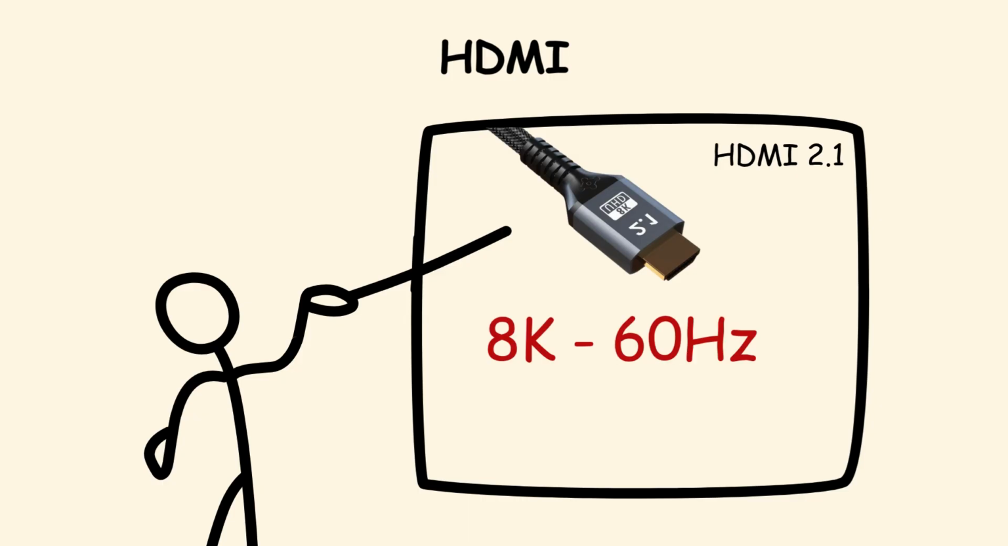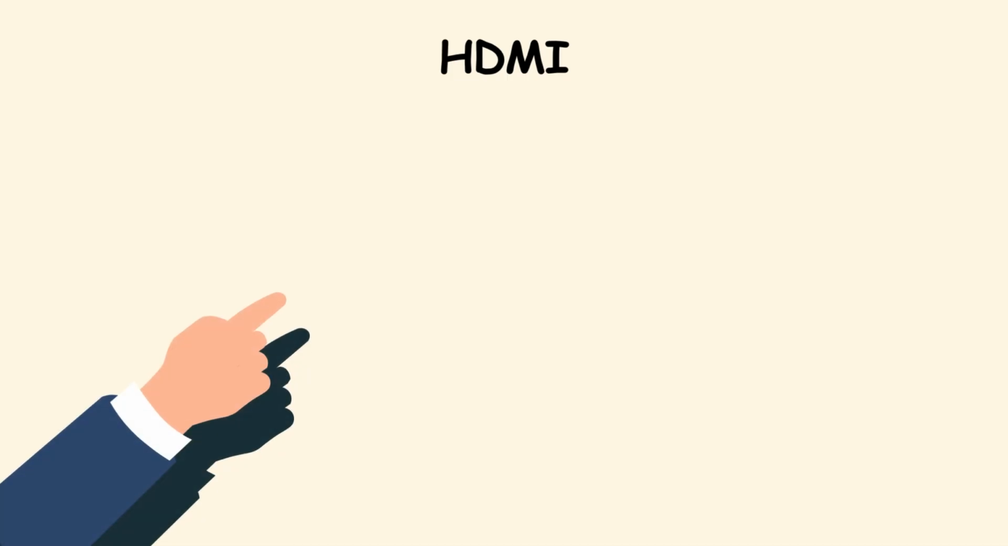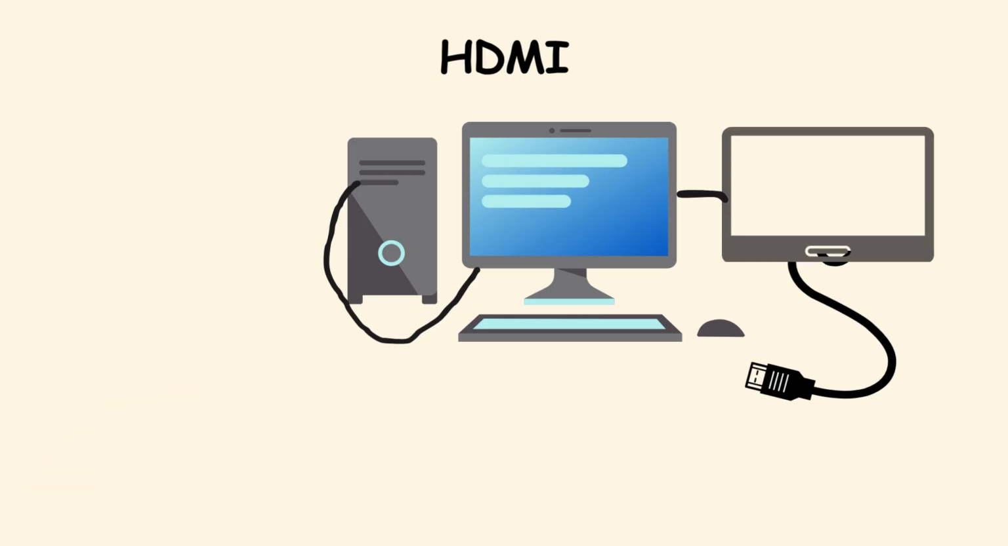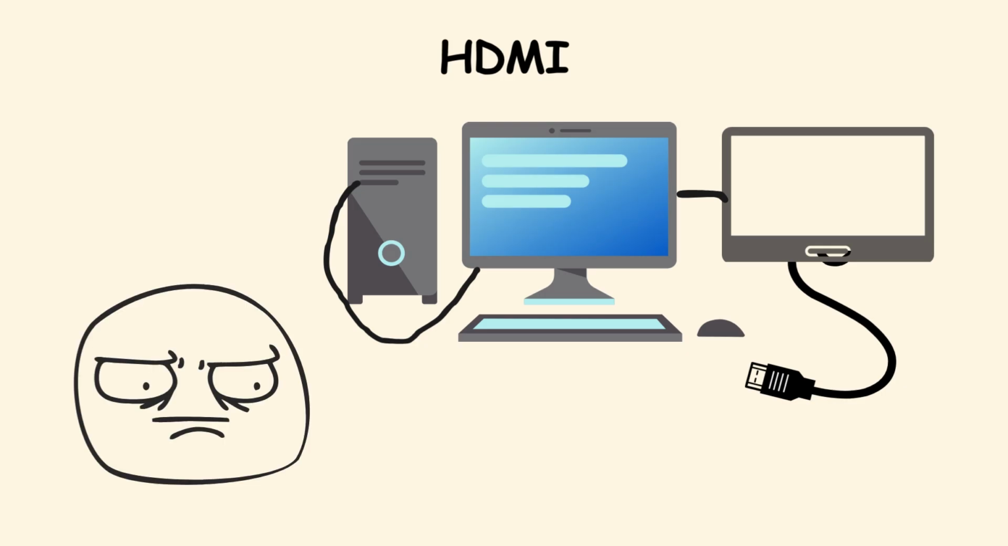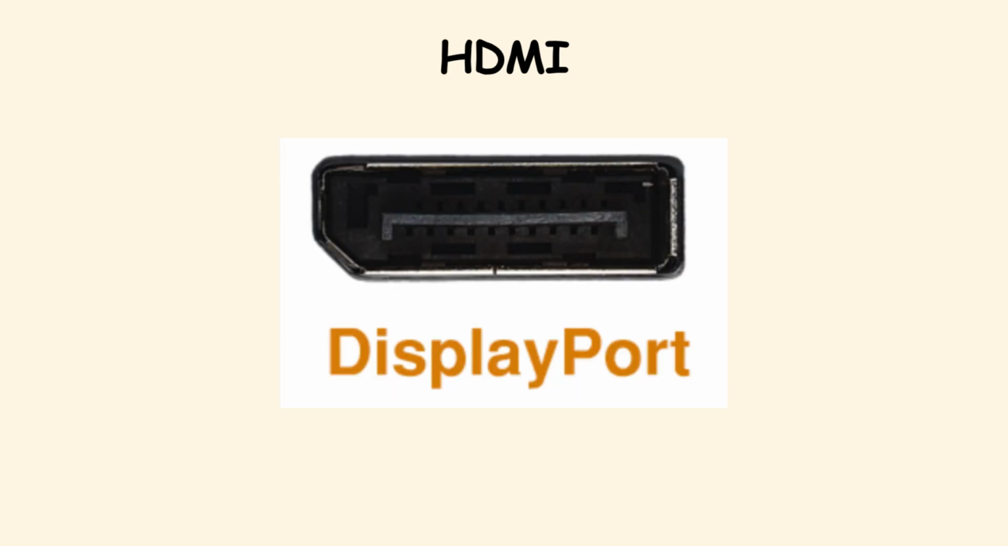It can handle 8K at 60 Hz or 4K at 120 Hz, which is perfect for high-end gaming or next-gen TVs. The one thing you should remember is that HDMI was designed for a one-port to one-screen setup. That means if you want multiple monitors but only have one HDMI port, you're out of luck, unless you start using adapters or another type of connection. And that's exactly where DisplayPort comes in.